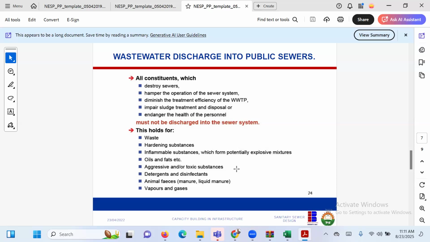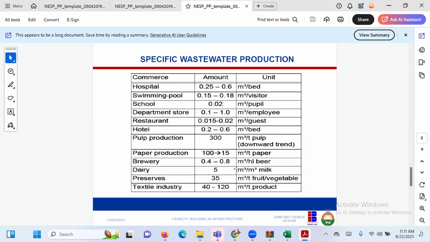Okay, I think you can read this one and understand them. So back to wastewater production.